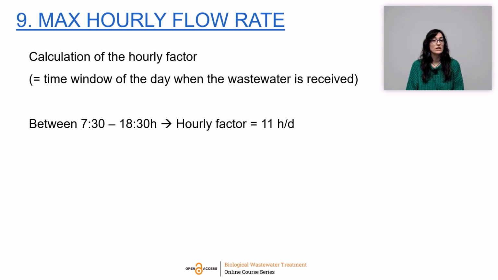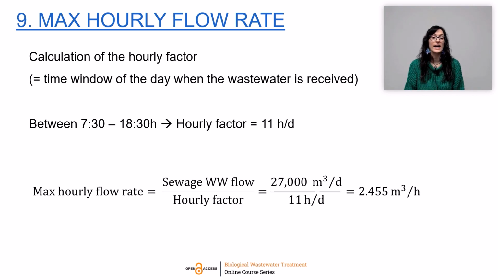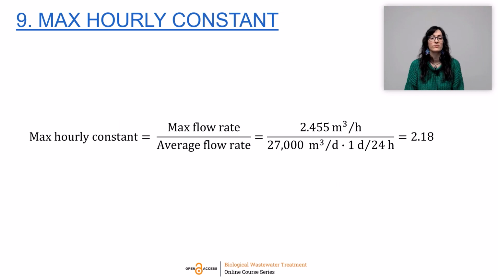For this, the first thing that we have to do is to calculate the hourly factor. That means the time window in the day in which the plant actually receives the wastewater. We know that it is between 7:30 in the morning until 6:30 in the afternoon. That means that we have 11 hours per day in which the plant is receiving the concentrated wastewater. We can then calculate the maximum hourly flow rate by dividing the sewage wastewater flow by the hourly factor.